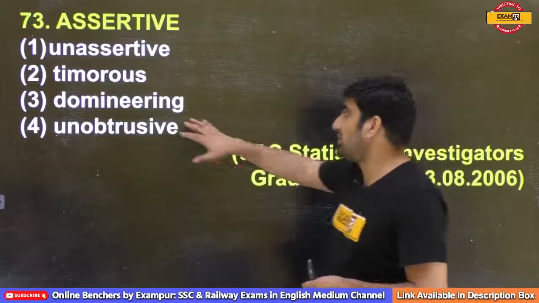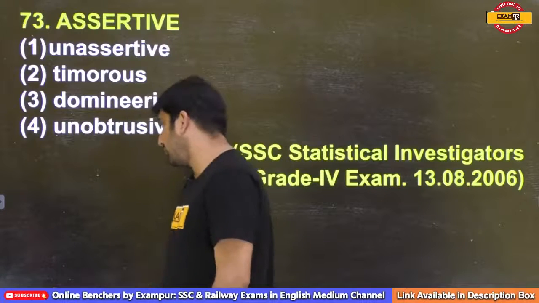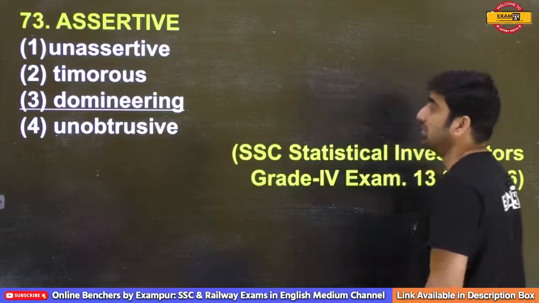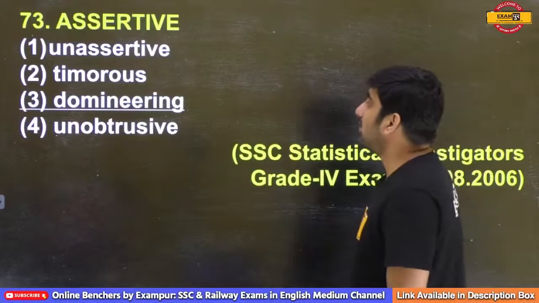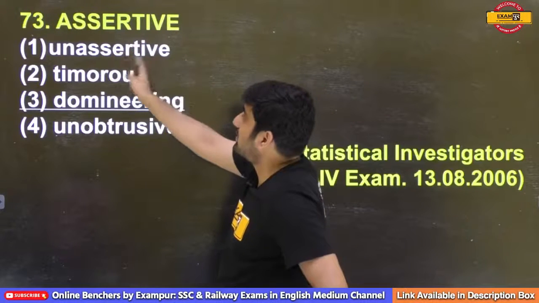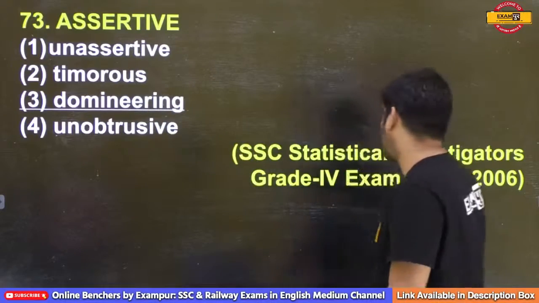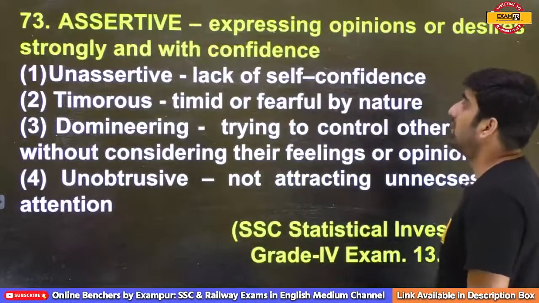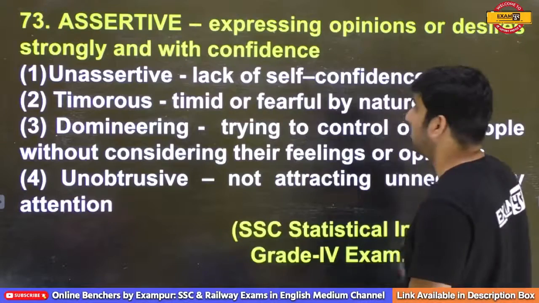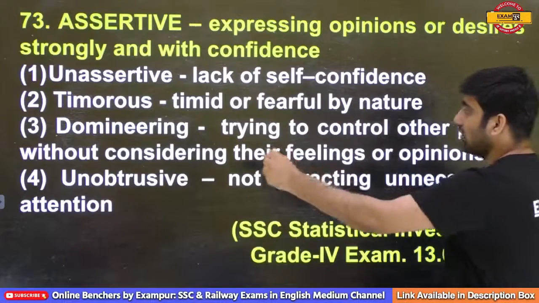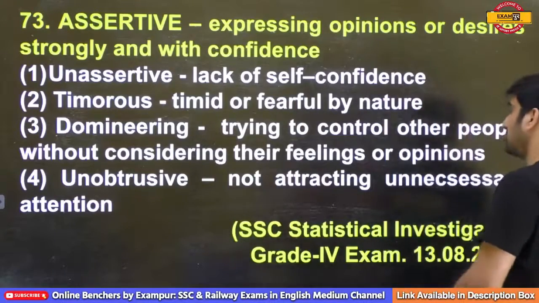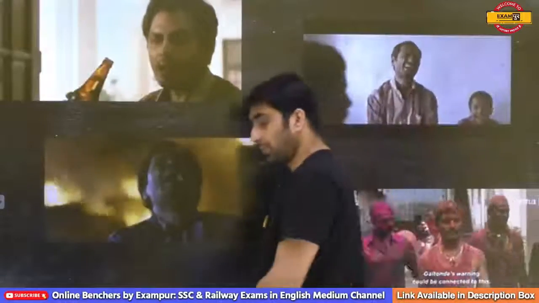Guys, assertive means domineering, as we studied just a moment earlier. So this is how we can answer: option choice number 3, domineering, will be the correct answer. If it is antonym, then I guess there are two antonyms given, unassertive and timorous, both are antonyms for the same. Coming on to the explanation: unassertive means lack of self-confidence, timorous means timid or fearful by nature, domineering means trying to control others without considering their feelings, and unobtrusive means not attracting unnecessary attention.